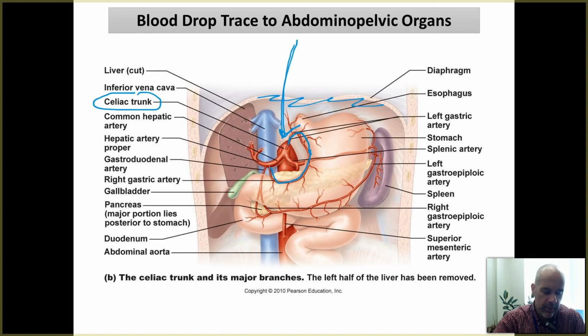Another exit here off of the celiac trunk is this one, which is going behind the stomach, and it heads over here toward the spleen, which is over in your left upper quadrant, up in that left posterior upper portion of the abdominal cavity. So that's bringing oxygenated blood over there.